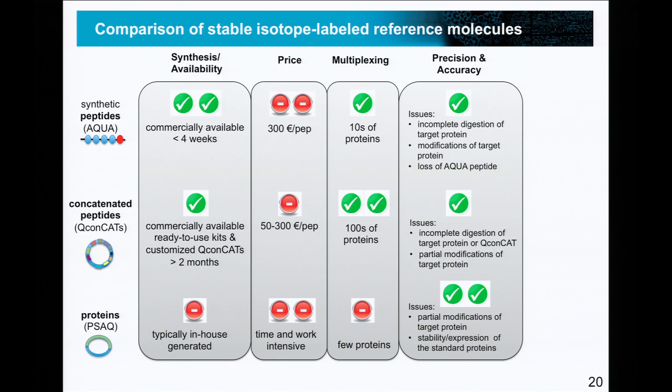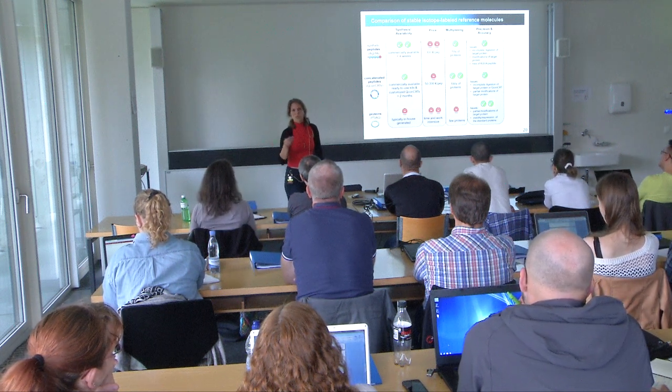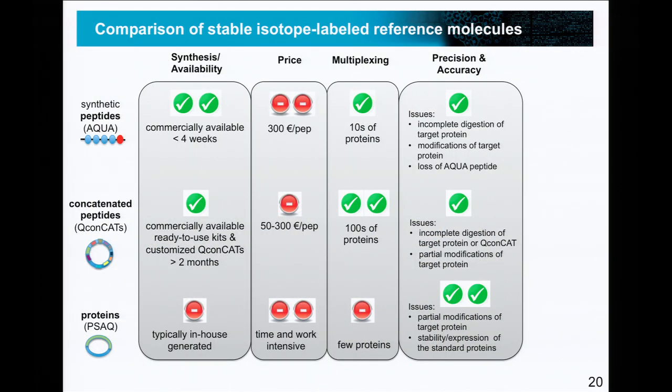But also with the protein standards, there are remaining issues. For example, if you have any type of post-translational modifications occurring on your analyte protein, usually your standard protein that got expressed in another organism or cell-free will not carry any of these PTMs. So this will cause errors, or stability and expression issues with these standard proteins can also occur. So it's a pretty hard business of producing the ideal reference molecule for you. I think the ideal reference molecule actually doesn't exist.